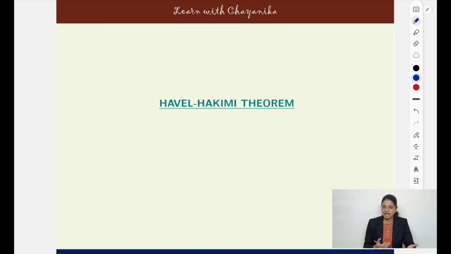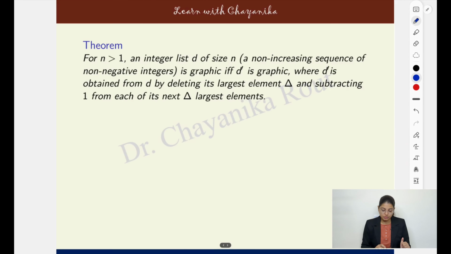So in that scenario, we have been provided with a very important theorem called the Havel-Hakimi Theorem, which will help us to identify any given sequence whether it is graphic or not. So let's go through the statement of the Havel-Hakimi Theorem. As we can understand, it's a very important one as it will help us to identify whether a given sequence is a graphic sequence or not. So let's see the statement of the theorem first. Then we will solve some examples and it will be more clear.